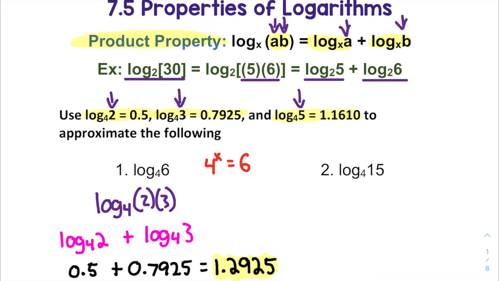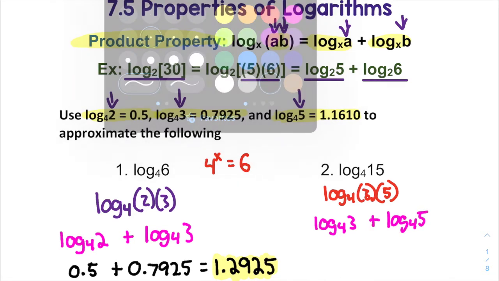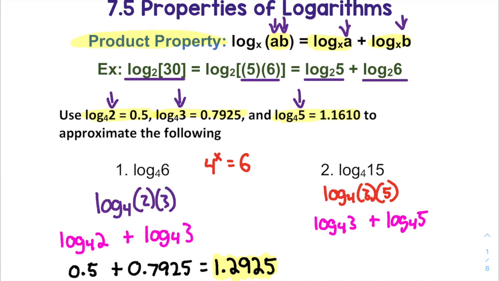Similarly, for problem number 2, again, we want to use information that they gave us in the directions. I want to use the product property specifically, in which they also give us log base 4 of 3 and log base 4 of 5. I know I could rewrite this as log base 4 of 3 times 5. Using the product property, it says that we could take log base 4 of 3 and add it to log base 4 of 5, in which they tell us the values of those in the directions.